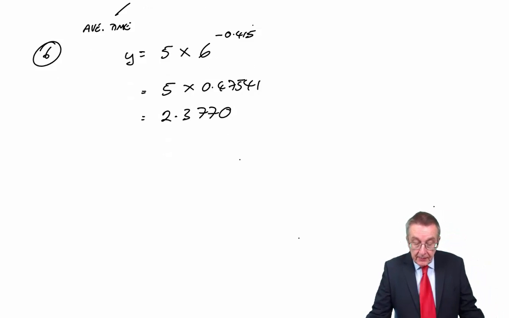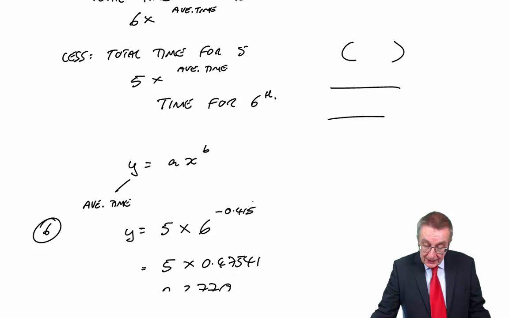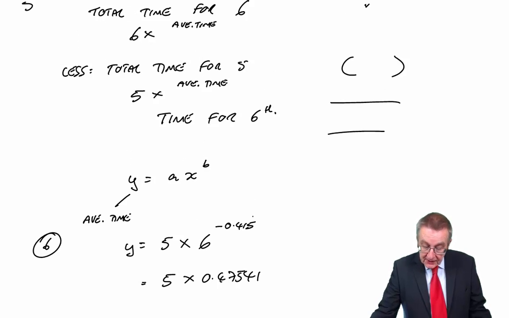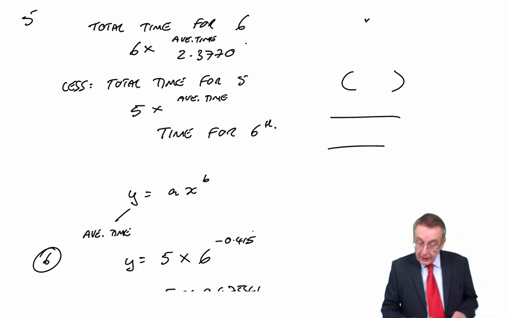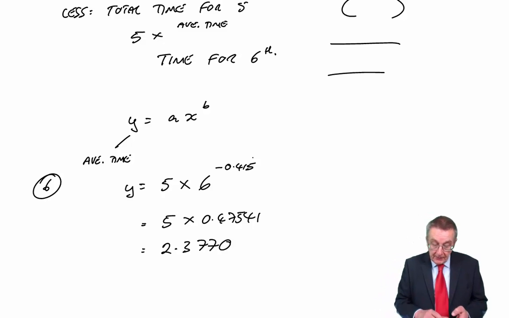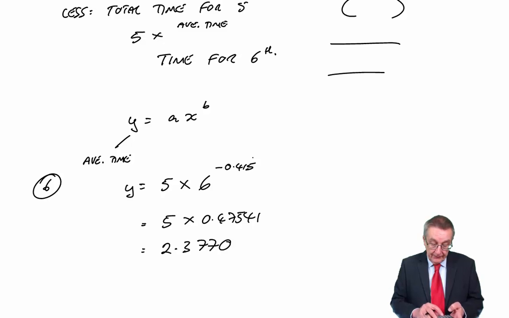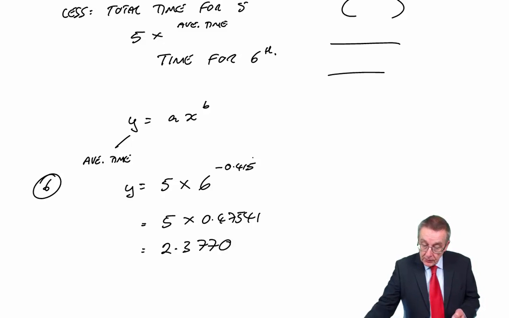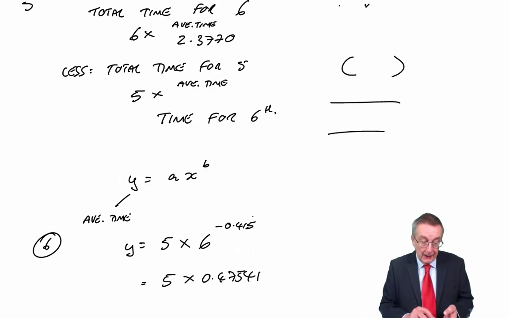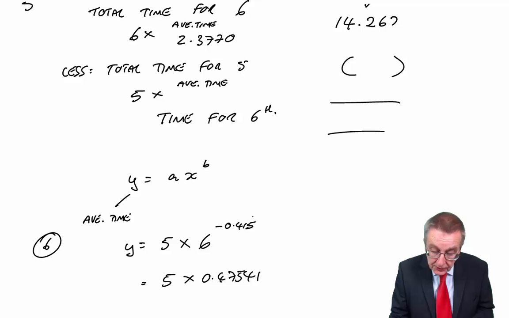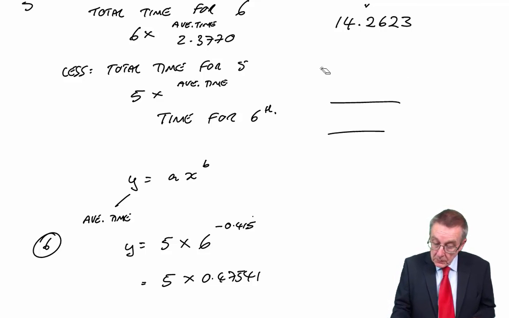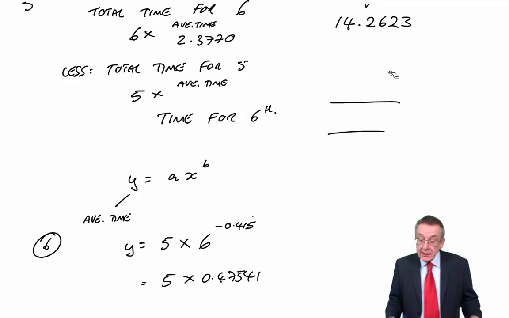Well, that's the average time, and so the total time to do 6, there'll be 6 times that, 2.3770. I should have left it in my calculator. Times 6, I get 14.2623. So that's the total time to do 6.